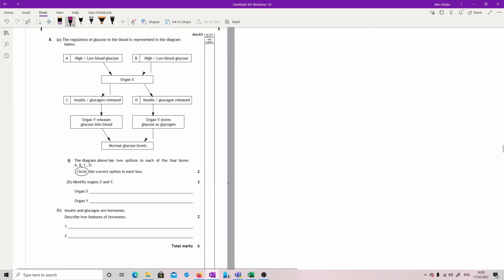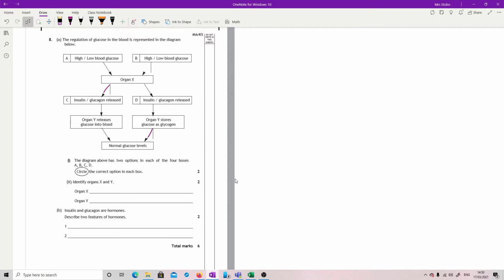Okay, question 8. Regulation of glucose in the blood is represented in the diagram below. We've got options in A and B for high and low blood glucose. We've got organ X going down to C and D with different hormones, and then we've got organ Y releasing glucose into the blood, and then we've got one storing and normal glucose levels.